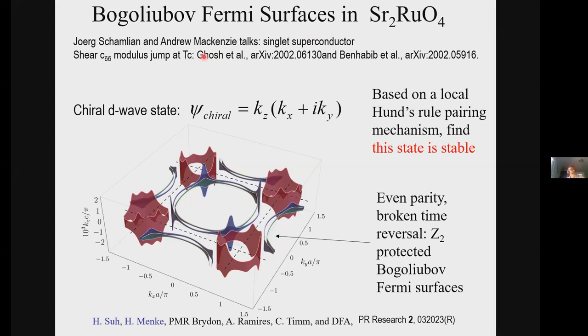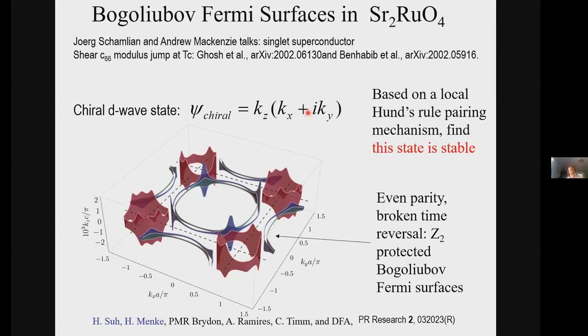In addition, we briefly heard about some recent experimental measurements, well, maybe not so recent, that will appear in Nature Physics soon. There's a shear C66 modulus jump at Tc, and the only way that can be understood is if the order parameter has two complex degrees of freedom. This was done by the Cornell group and by the Sherbrooke group. Taking this data together with broken time reversal symmetry, a natural possibility is a chiral kz(kx + iky) superconductor.